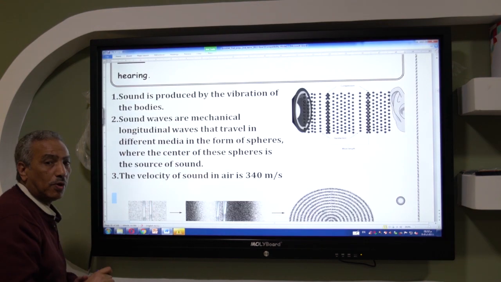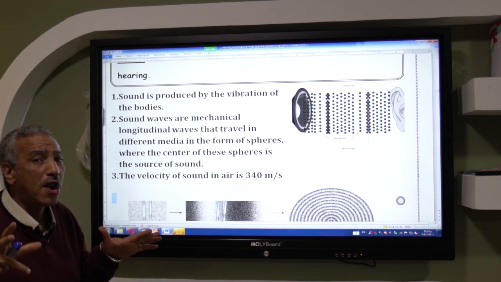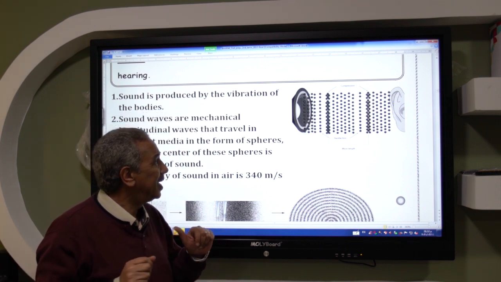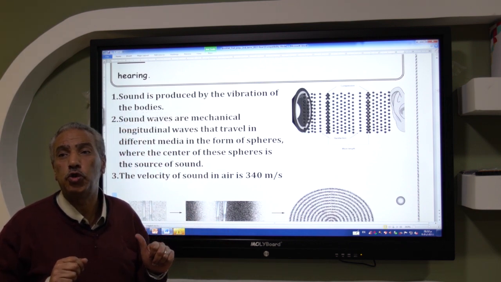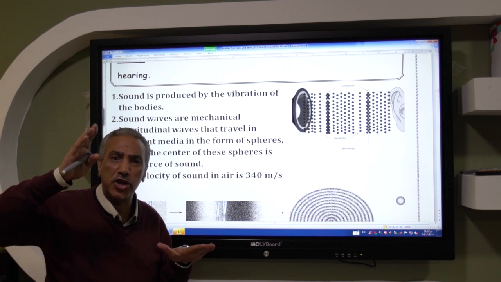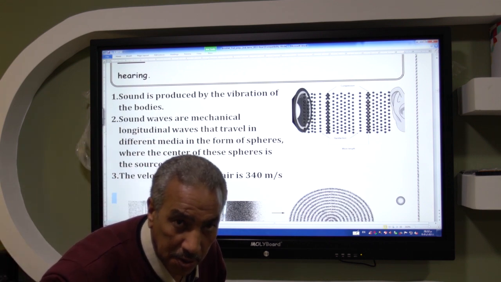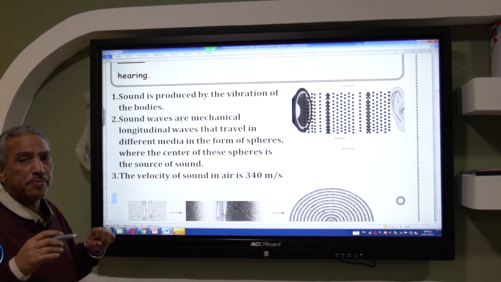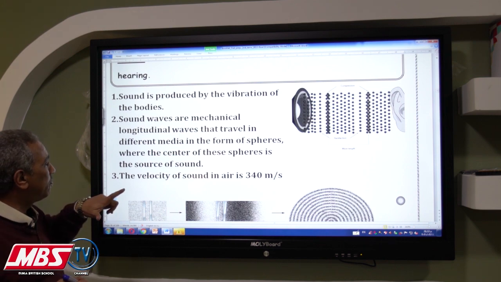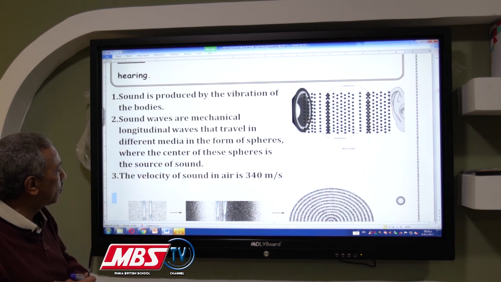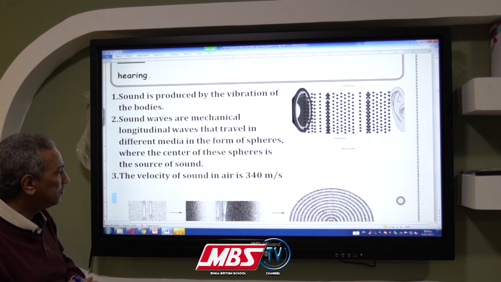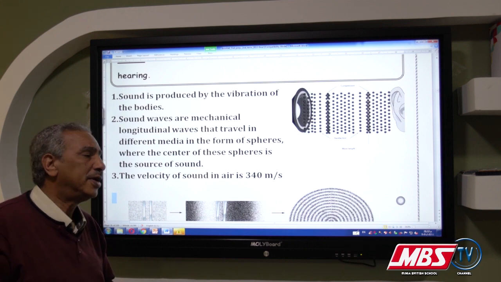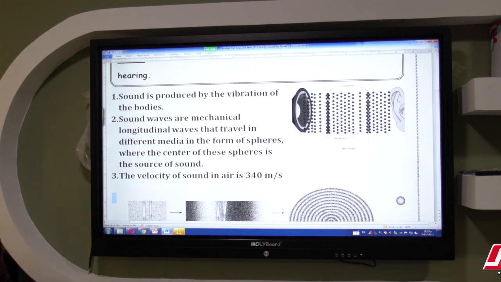First, we have to say when the sound can be produced. Sound can be produced only if the body is vibrated. If there is a vibration, there is a sound. If there is no vibration, there is no sound. We said before that the sound needs a medium to propagate. So its velocity is around 340 meters per second if the sound is traveling through the air.